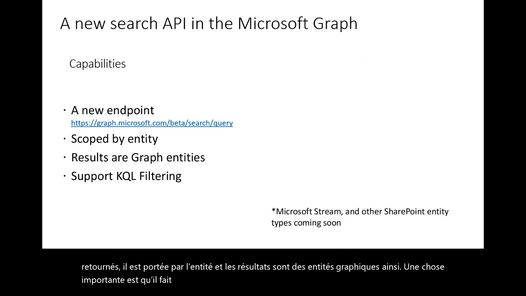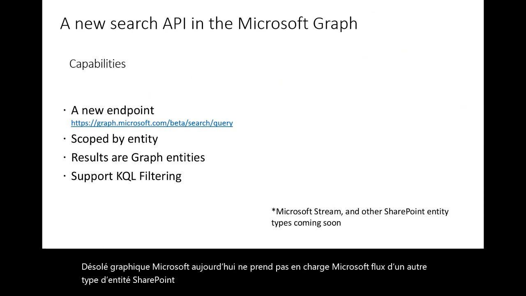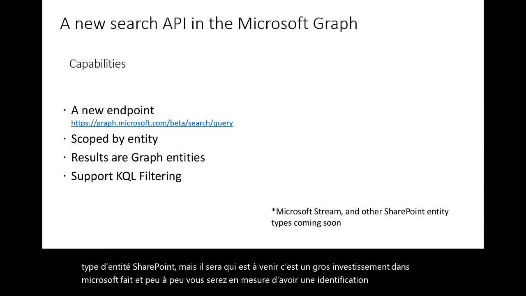So today, Microsoft Graph doesn't support Microsoft Stream and other SharePoint entity types, but it will, and that is coming soon. That's a big investment that Microsoft's doing, and little by little you'll be able to have and identify which entities are part of the graph.